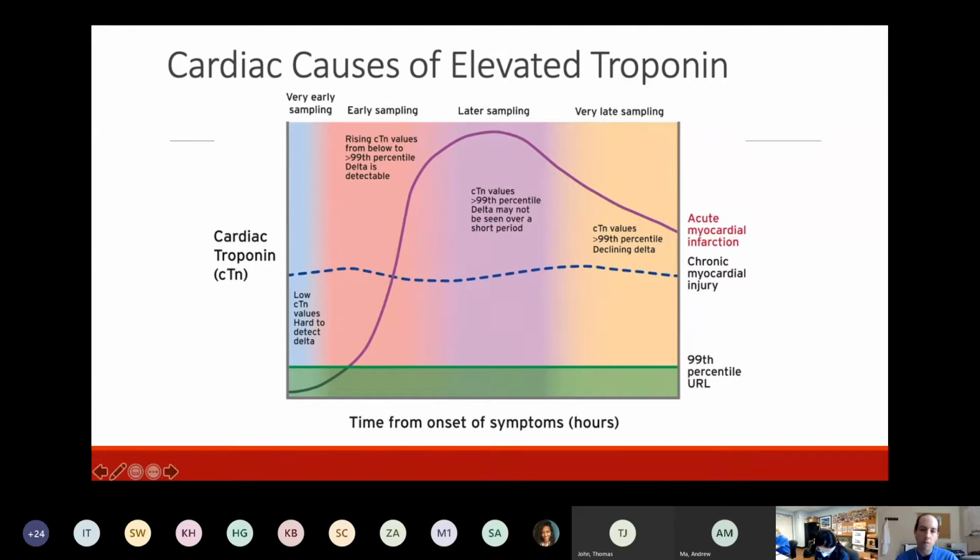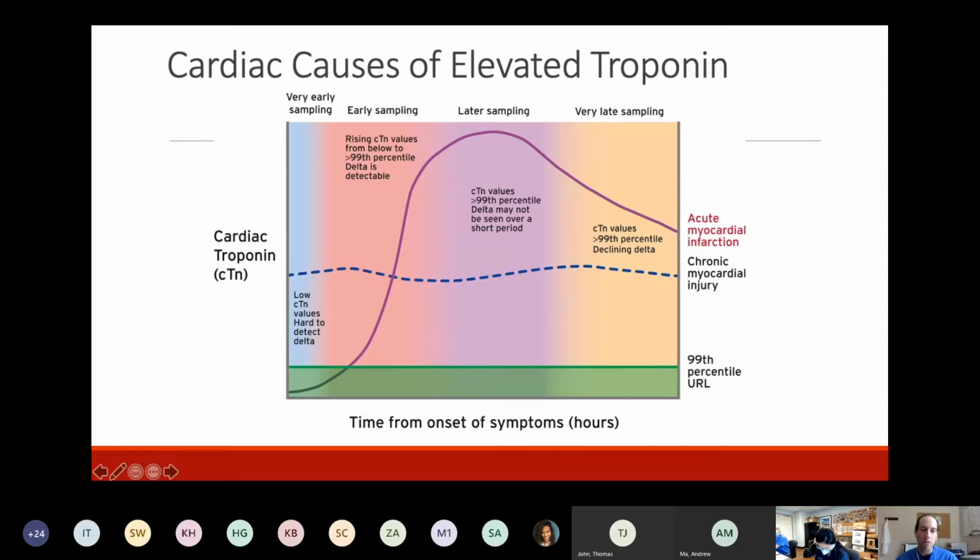If somebody's having a true myocardial infarction, they get this huge dramatic rise in troponin. So it might be normal the first time you check. A couple hours later, it's up to 0.1. The next one you check, it's up to 5, and then it's 15, and then it's 100. You get this huge exponential growth.